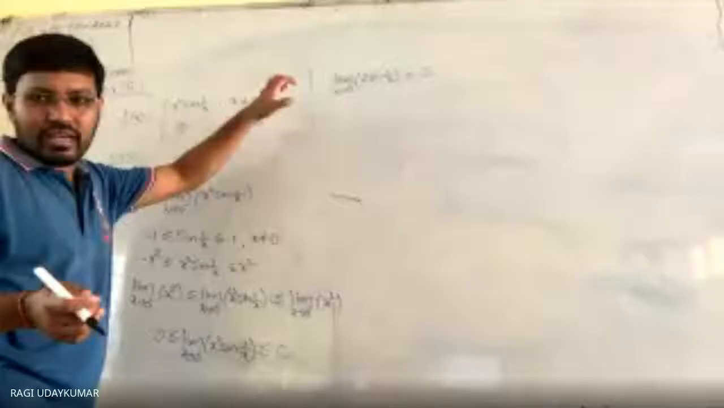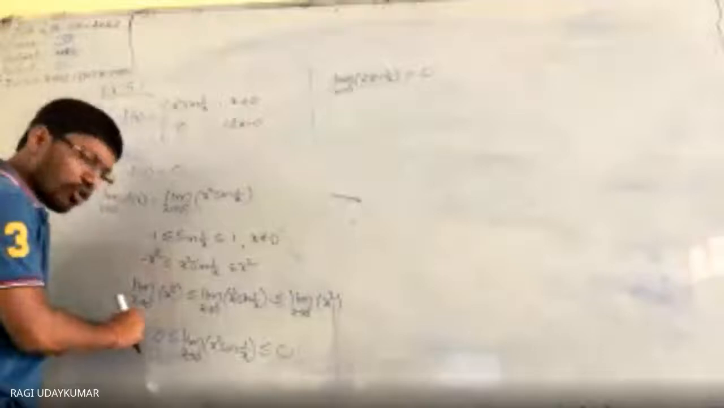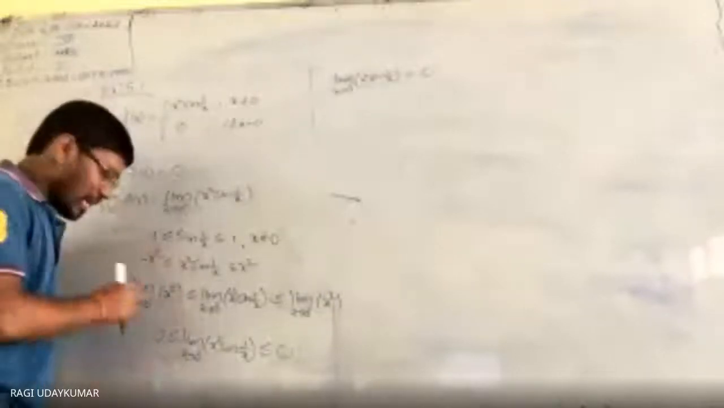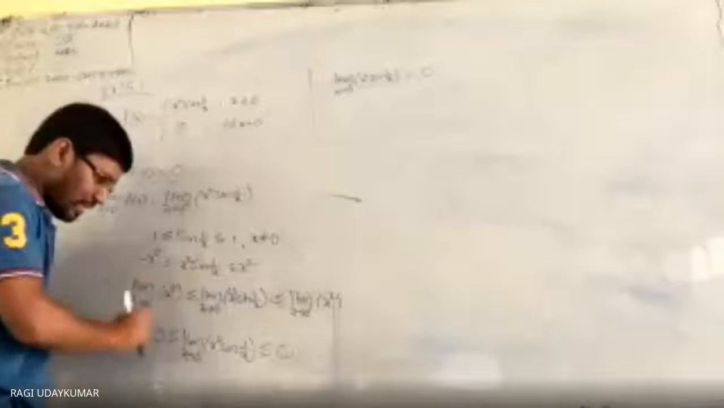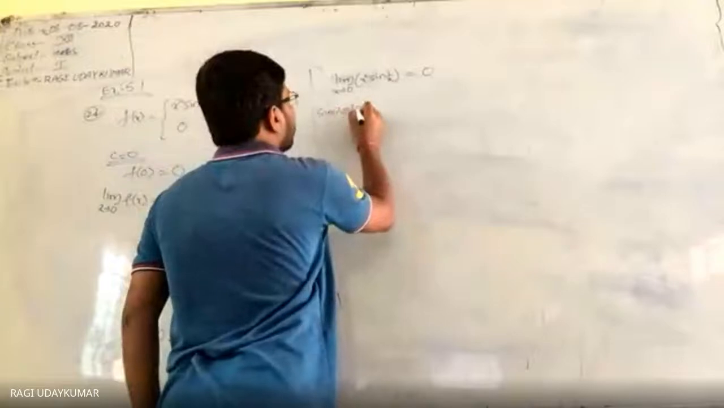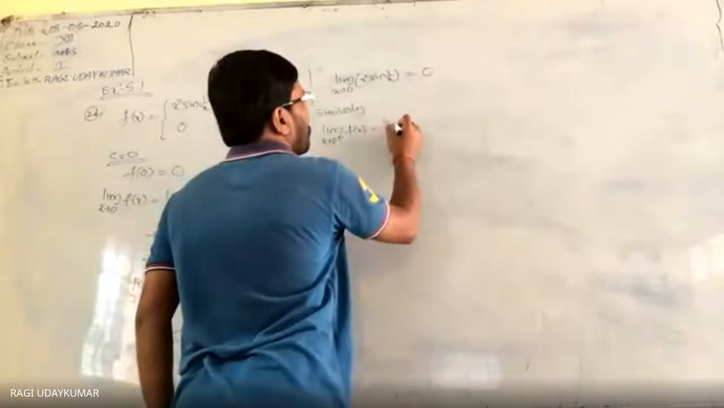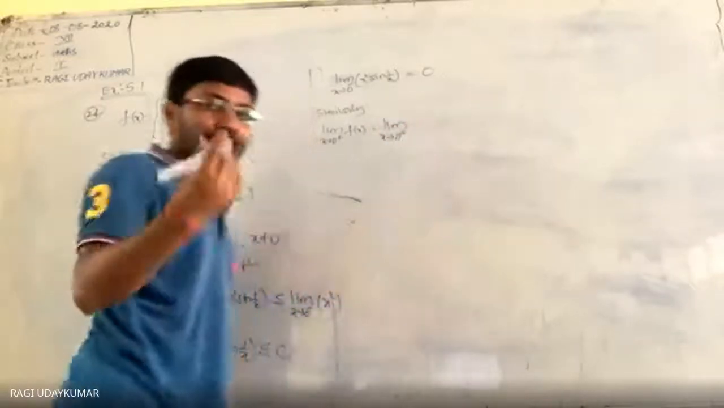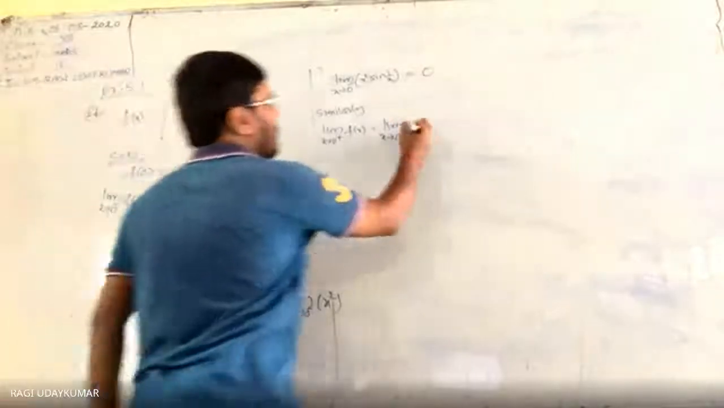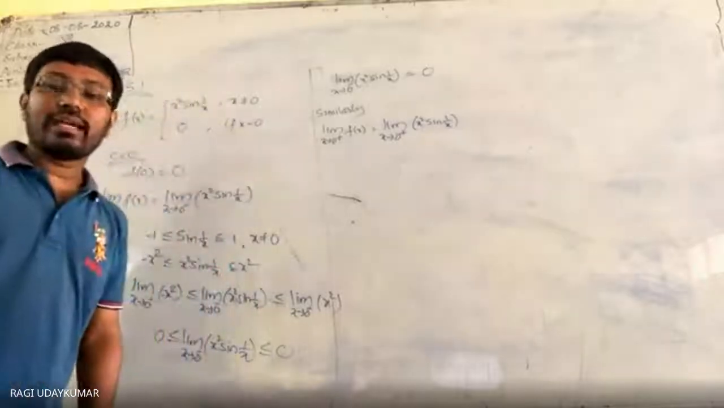Then again you will get the same function on the right hand, and in both cases we have minus x square here. Limit x tends to 0 minus of x square is 0, limit x tends to 0 plus of minus x square is also 0. Similarly, limit x tends to 0 plus f of x is again the same function, x square sin 1 by x.